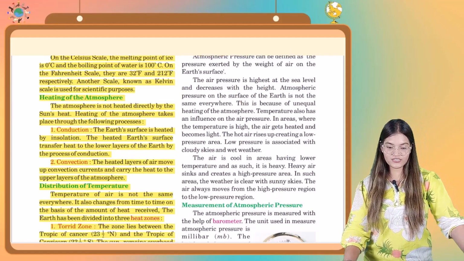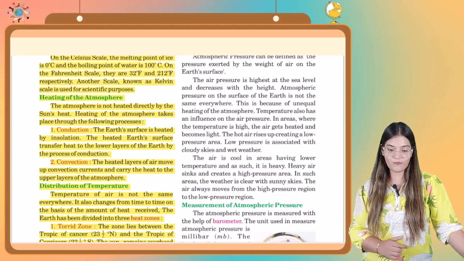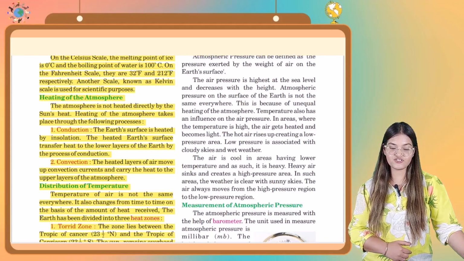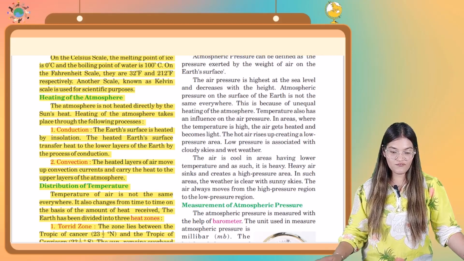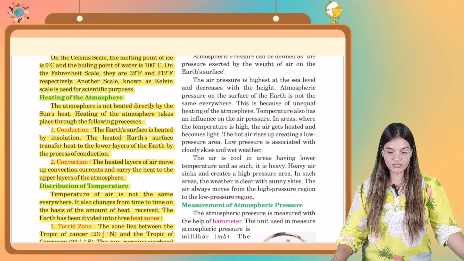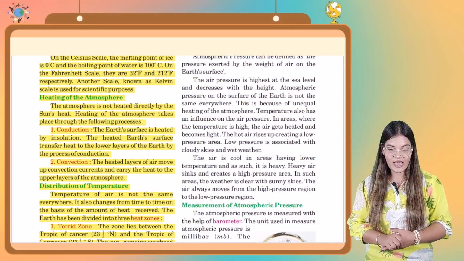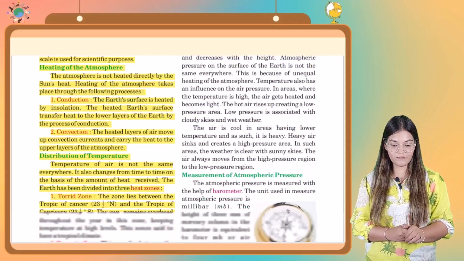On the Celsius scale, the melting point of ice is 0 degrees Celsius and the boiling point of water is 100 degrees Celsius. On the Fahrenheit scale, they are 32 degrees F and 212 degrees F respectively. Another scale known as the Kelvin scale is used for scientific purposes.